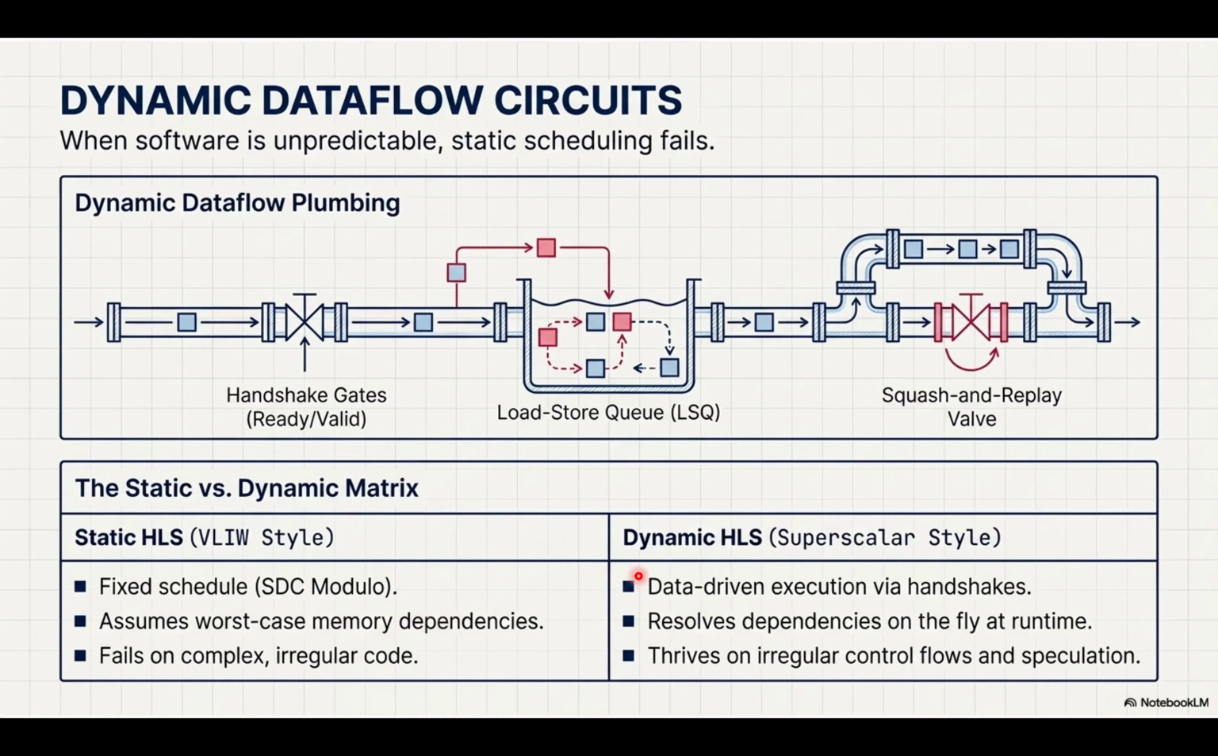It really does. But now we have dynamic data flow circuits. They operate much more like modern superscalar processors. So they use dynamic scheduling. Exactly. Using load store queues and FIFOs to resolve dependencies on the fly. So if a piece of data isn't ready, it doesn't freeze the pipeline. It just executes subsequent instructions out of order. It avoids those massive bottlenecks, bringing the dynamic flexibility of software right into the raw silicon.